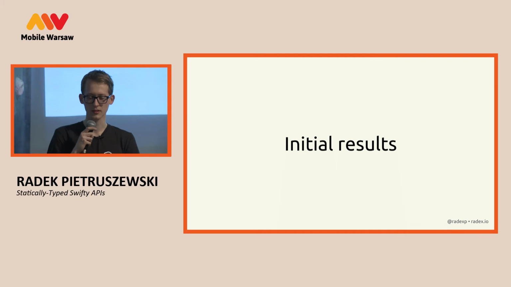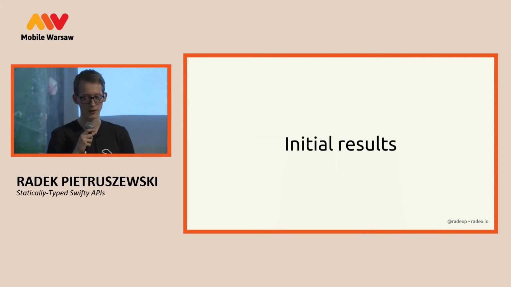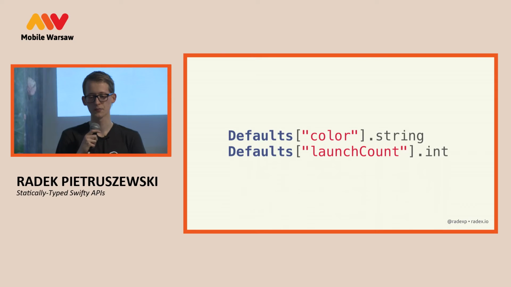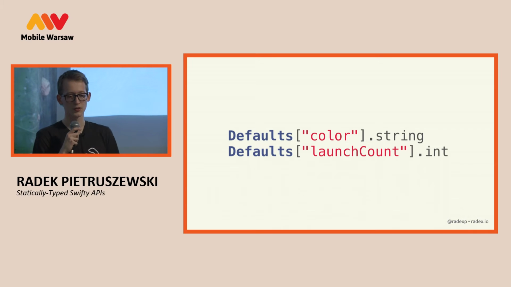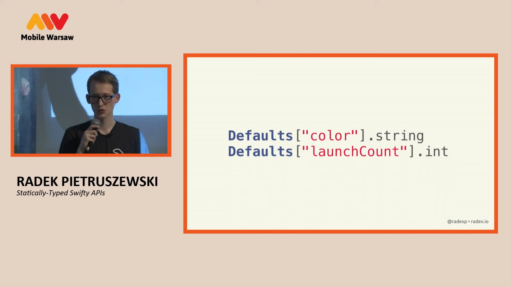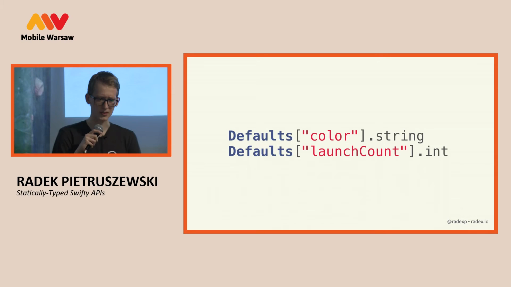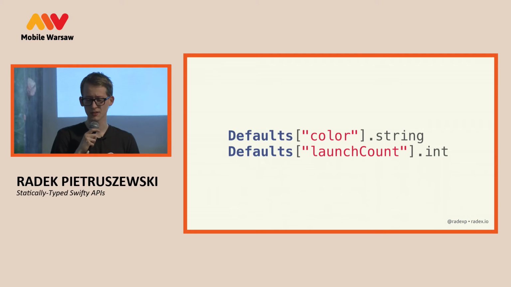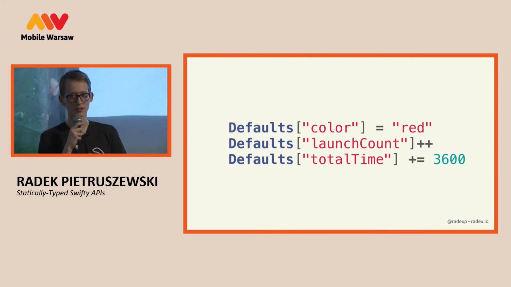Okay, so this isn't just like a random example. It was something I actually did over a year ago, an actual library, right? So the initial results would be like, okay, you have this shortcut, you have this convenient square bracket syntax, you have these helper accessors, you can set stuff using the subscript syntax, and you have these plus plus and plus equals operators you can use.